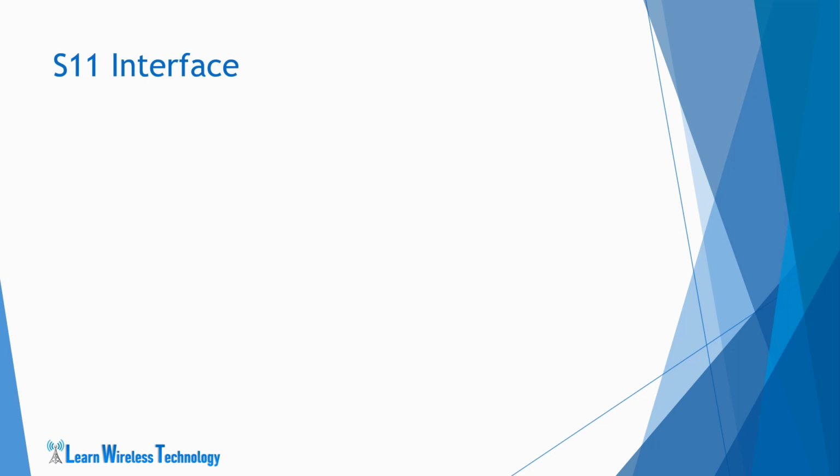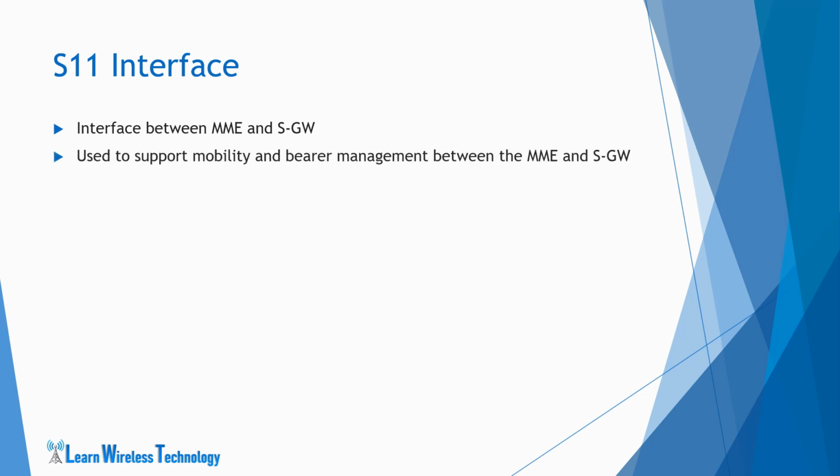Next is the S11 interface. It is an interface between the MME and serving gateway. It is used to support mobility and bearer management between the MME and serving gateway. The MME communicates with the serving gateway over this interface during bearer establishment, modification, and release. Similar to the S10 interface, the signaling over the S11 interface is also based on the GTPC version 2 protocol.